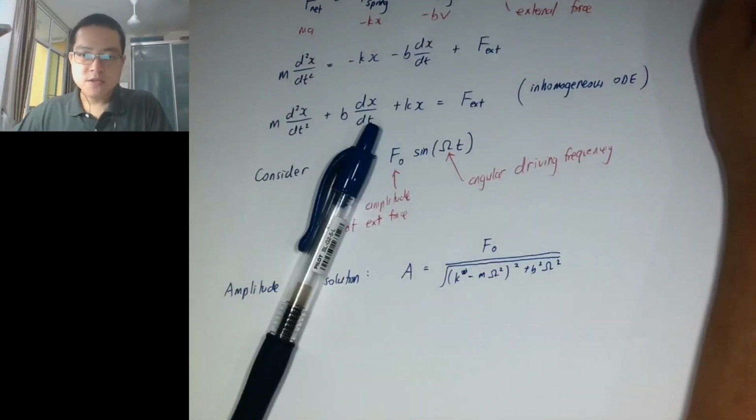Okay, so as you can see, if I plot the graph of amplitude against the driving frequency, it can go very large or it can go very small. So we can see the behavior of resonance from here.